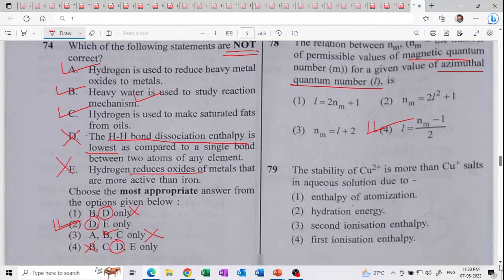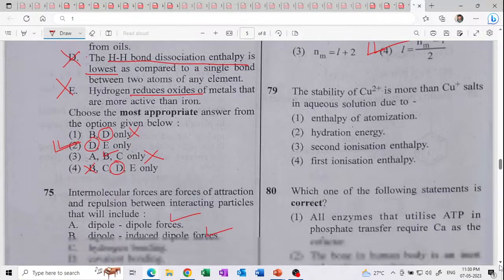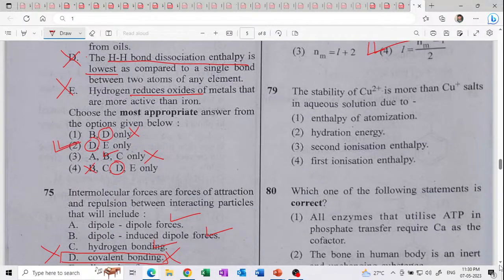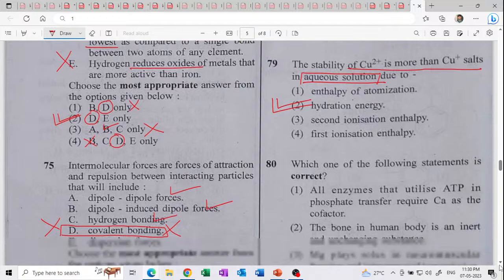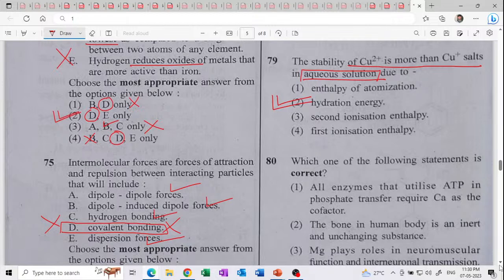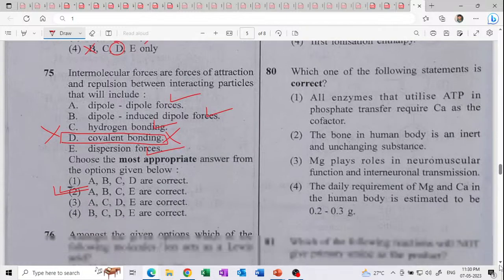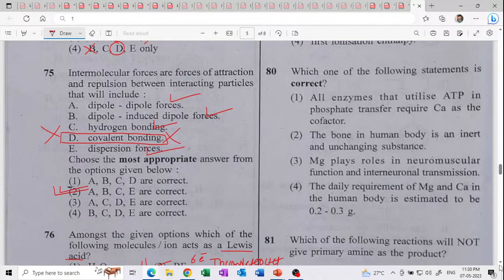This is a question from quantum numbers, structure of atom. The stability of the copper 2 plus ion is more than copper 1 plus salt in aqueous solution. So simple. In aqueous solution, hydration energy. This is hydration energy. This question is straight from CBSE NCERT. Question from the d block. Hydration enthalpy. Copper and cuprous. So simple question.